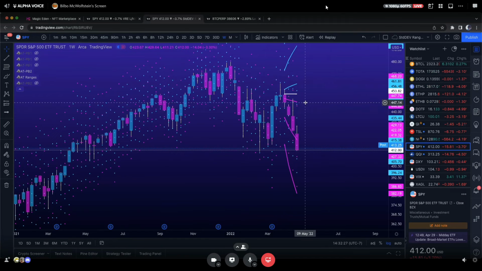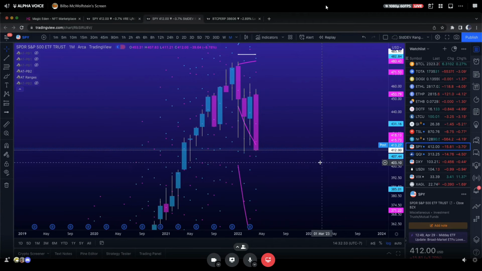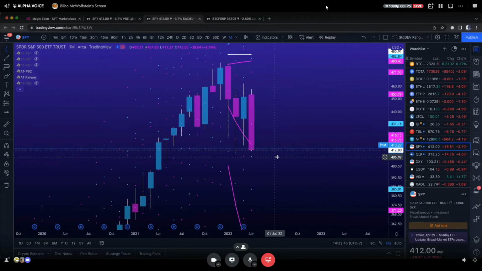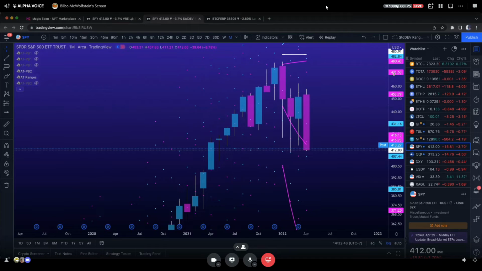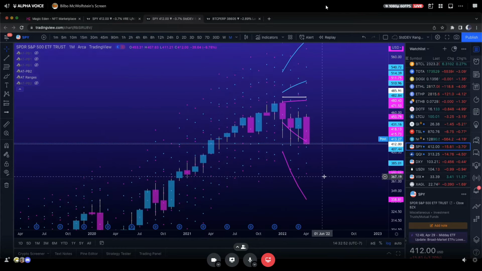We're gonna get new monthly levels. Guys, literally almost did a 2 SD move to the downside this month. You look at that. Holy moly. Man, oh man.